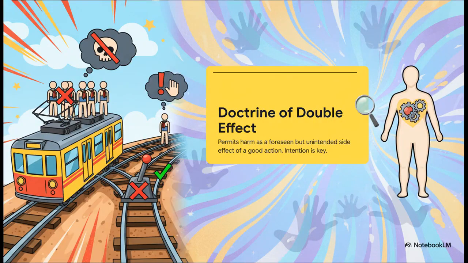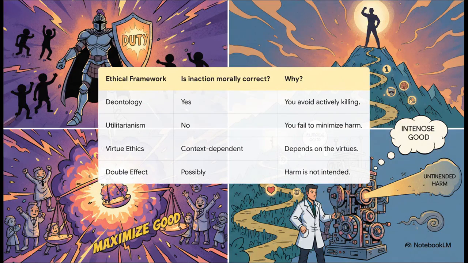And our last tool is the Doctrine of Double Effect. This one gets a little subtle because it's all about your intention. It says that an action that has a bad side effect can still be okay as long as that bad side effect isn't what you intended to do. So if you pull the lever, your intention is to save the 5 people. The death of the 1 person is a terrible but foreseen side effect. This framework could actually be used to argue for pulling the lever, since your goal isn't to kill, but to save.